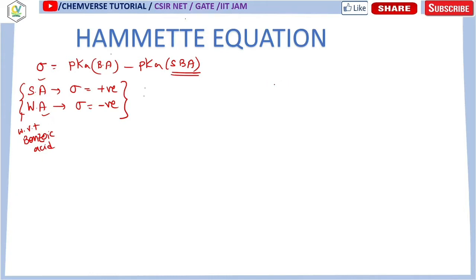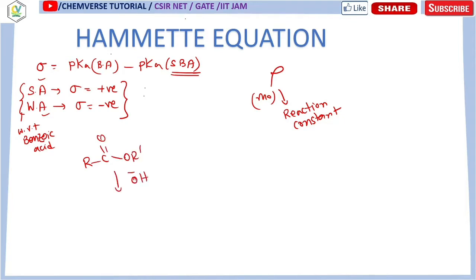Now today I am going to give you the idea about rho. It is called the reaction constant. In the previous class I said that Hammett started with some ester, and he studied the basic hydrolysis of the ester, and with respect to that hydrolysis, the product, which is basically the carboxylic acid, the pKa value of that carboxylic acid is compared with respect to benzoic acid. So this was discussed in the previous class.